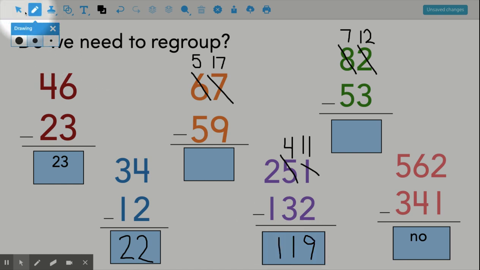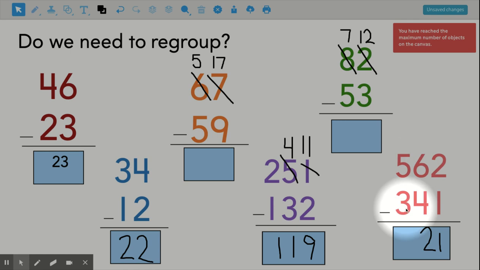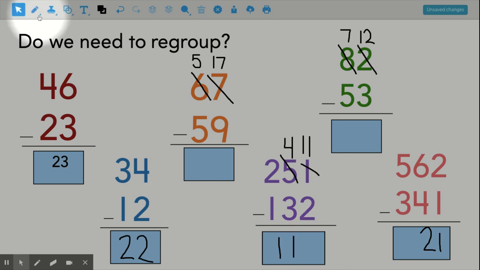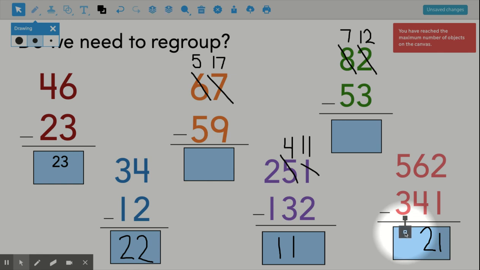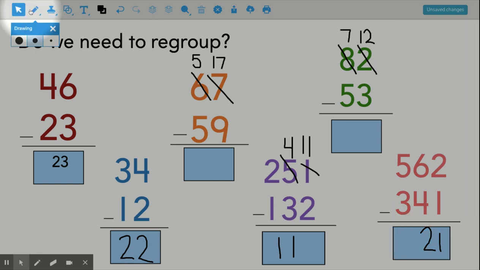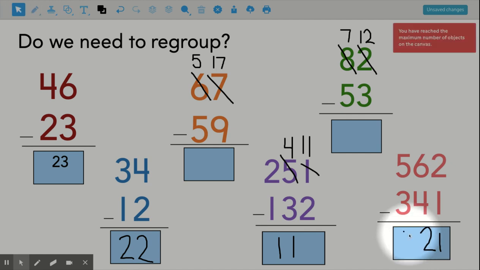Okay, my last problem, I said that no, I do not have to borrow. So we can just get right into it. 2 take away 1 equals 1. Hold up 6 fingers and take away 4. How many do you have left? 2. And 5 take away 3. Oh, I have to erase another thing. One moment. Okay. 5 take away 3 equals 2 as well. Oh, that didn't work. Well, there's a 2 there, so the answer is 221.